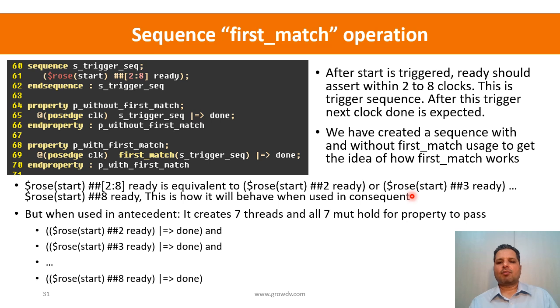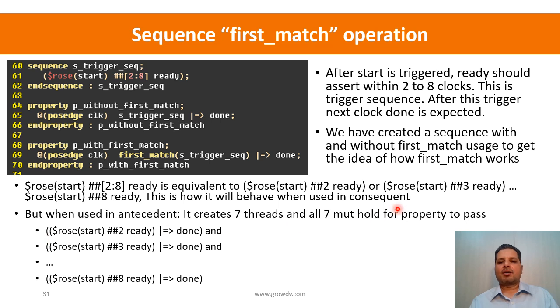What it meant was that it would have still launched threads, but if any one of the threads got satisfied, the overall property would end and the remaining threads would get discarded. That is what happens when it is used in the consequent. It was still launching multiple threads, but once any one of them was satisfied, it discarded the rest. But when the same range-based sequence is used in the antecedent, the behavior becomes slightly different.